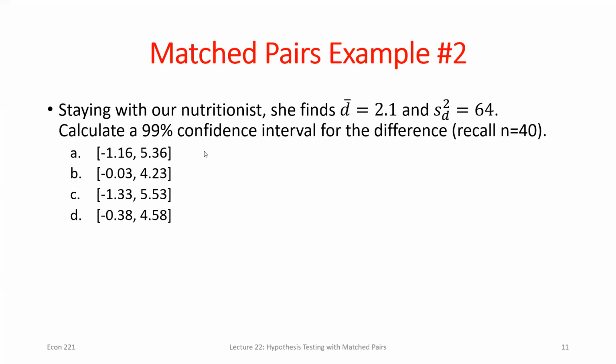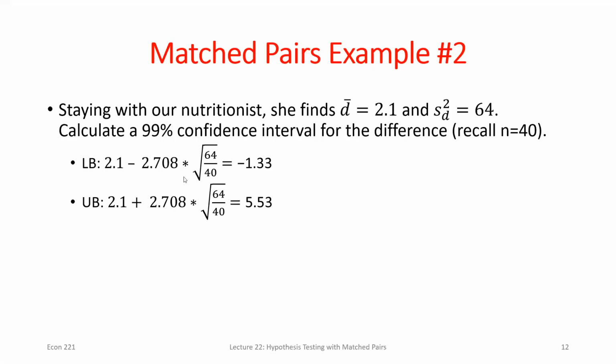We could do a confidence interval here. I just put this one up. I'm not going to walk through this, but if you want an additional confidence interval example, you could build one for this nutritionist as well. It should be centered around that 2.1. It's really just a matter of plugging those values in, finding the t-value that you need. Just giving you another example if you want to work through it on your own time.